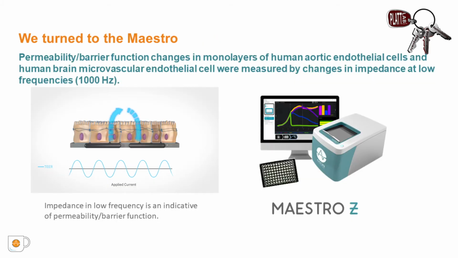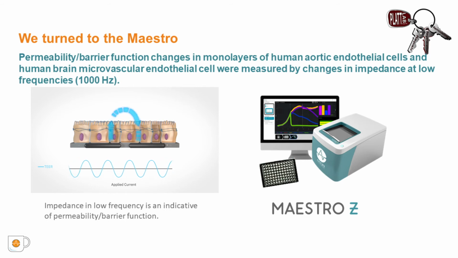And so we turned to the Maestro, because with the Maestro, we know we can seed cells, and it has this great feature where we can actually measure permeability or barrier function by measuring the impedance between the cells with the fantastic technology that it uses at the low frequency levels. And so we actually cultured confluent monolayers of human aortic endothelial cells, which are our large artery endothelial cells, or separately cultured human brain microvascular endothelial cells on the Maestro, and then measured changes in impedance when we would stimulate them with different cytokines.